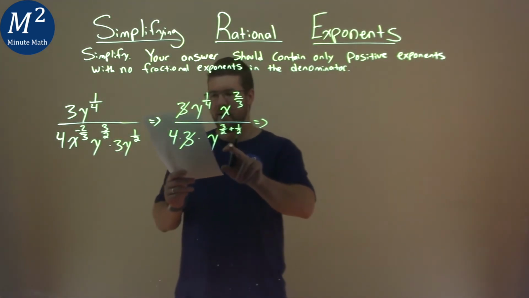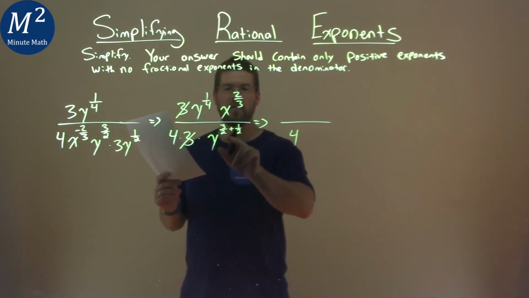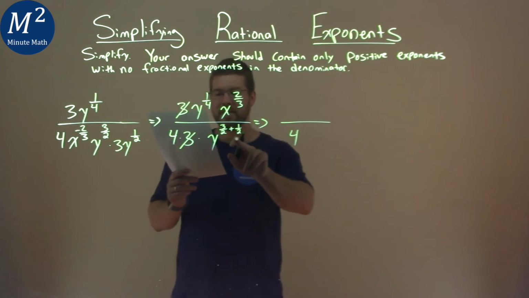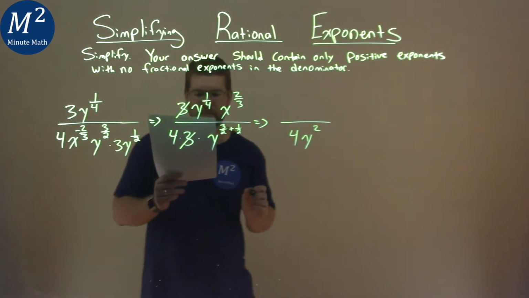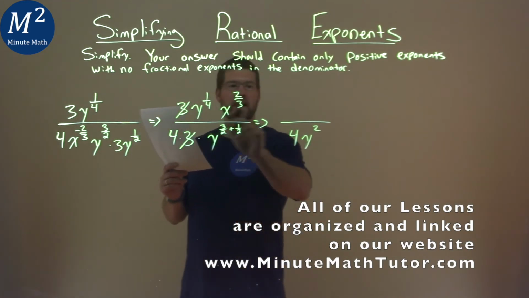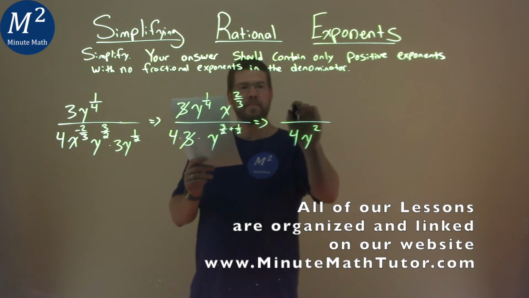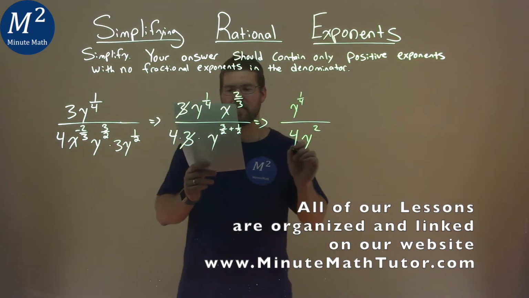Then let's go add our denominator here. So we have a 4, and we have y, well 3/2 plus 1/2 is the second power. So we have 4y to the second power. Okay? Our numerator here, well, we just have y to the 1/4 power.